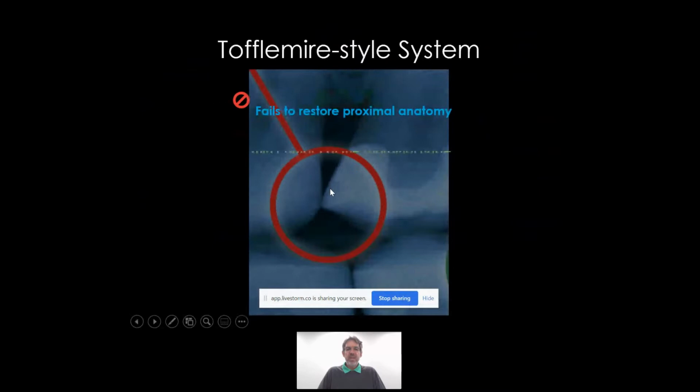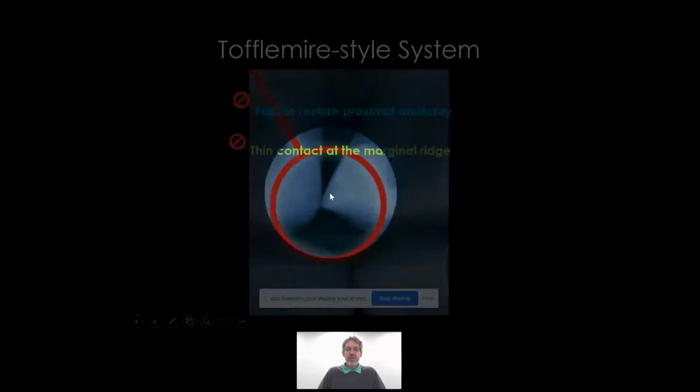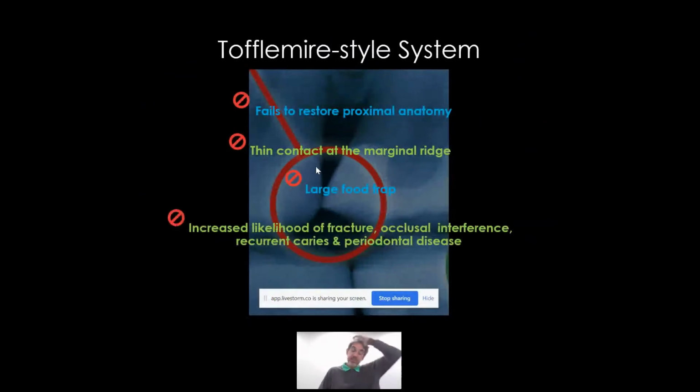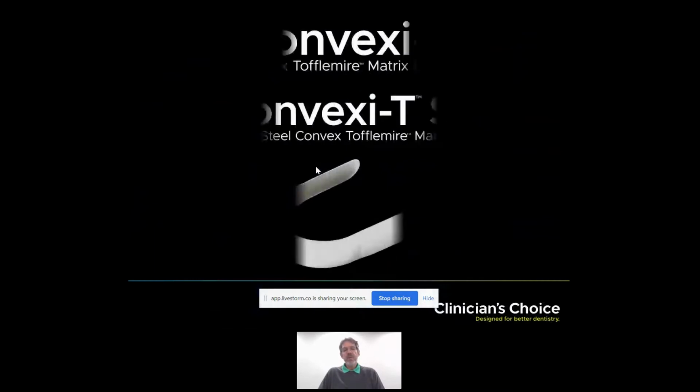Number two, we have a very, very thin contact at the marginal ridge. So if the patient bites down on something hard, say a piece of candy, that can fracture very, very easily. And then you've got this large food trap, which is not a good thing. Collectively, all of these lead to the increased likelihood of fracture, occlusal interference, recurrent caries, and periodontal disease.